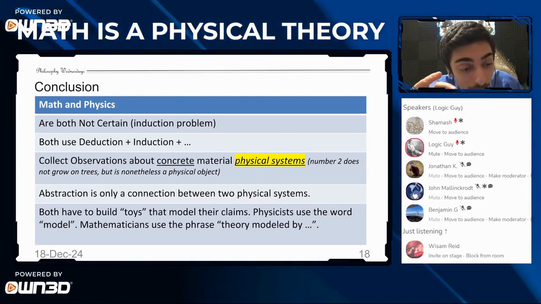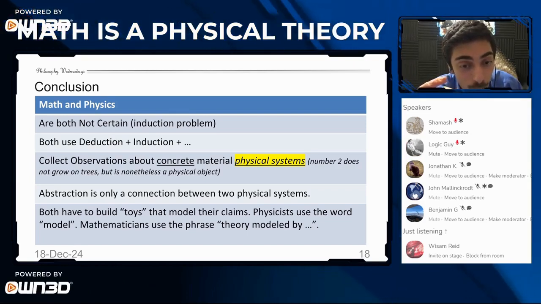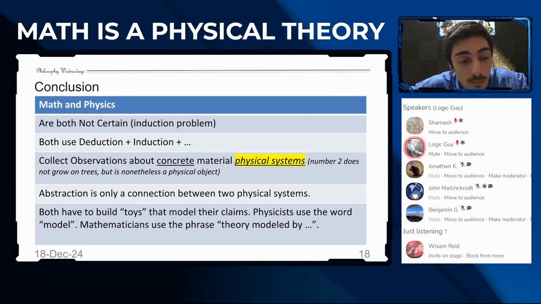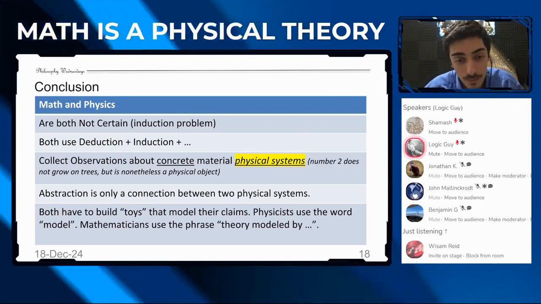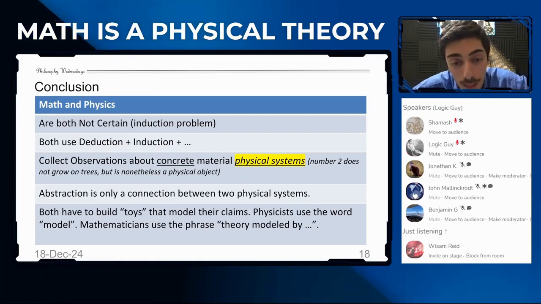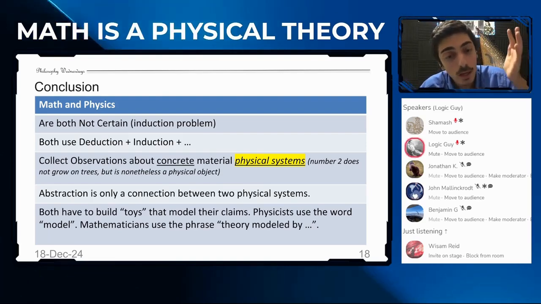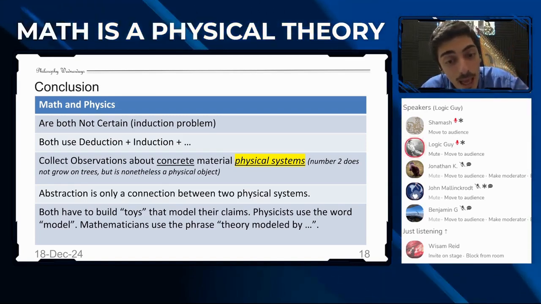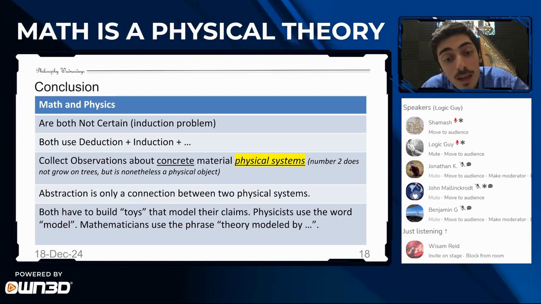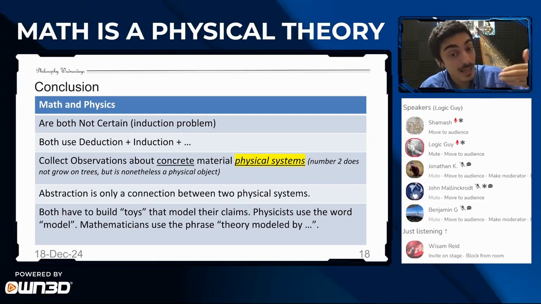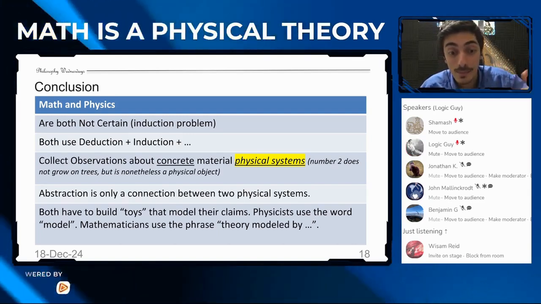Both mathematics and physics, therefore, have to build, quote unquote, toys that model their claims. There's a toy that is my drawing when I'm drawing the right triangle. This is not the right triangle that Euclid describes. The right triangle that Euclid describes has lines that are infinitely thin that I cannot see. This is just a representation. It's a toy of it. And I accept it as identical, or at least similar.